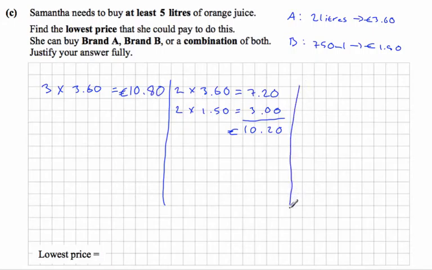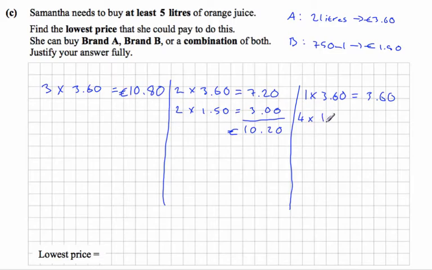How else could we do it? Obviously we want to be getting as much of brand A as possible because that's cheaper per litre. So let's say we get 1 brand A, so 1 at 360, which is obviously 360. That's 2 litres, could we make the other 3 litres up with brand B? How many of these would it require to make 3 litres? Well, 2 of these would be 1,500 ml, which is 1.5 litres. And if we double that again, that would be 3 litres. So that's 4 of brand B.